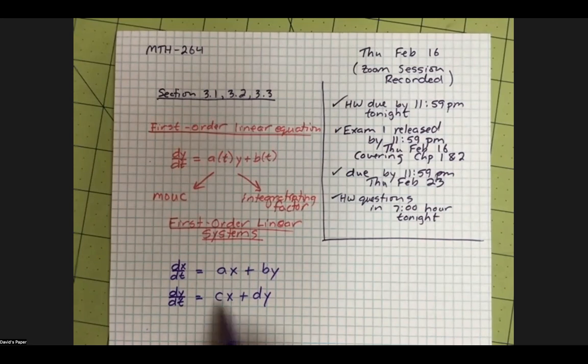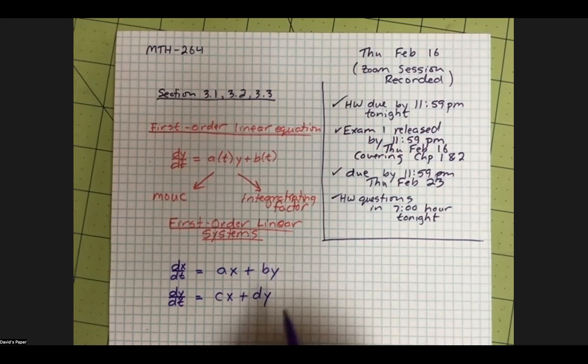This is an autonomous system. The x depends on both x and y. The y depends on both x and y. So this is not decoupled or partially decoupled. This is full engagement with the x and y. But the coefficients of the x and y are constants, and the x's and y's and their derivatives only appear to the first power.